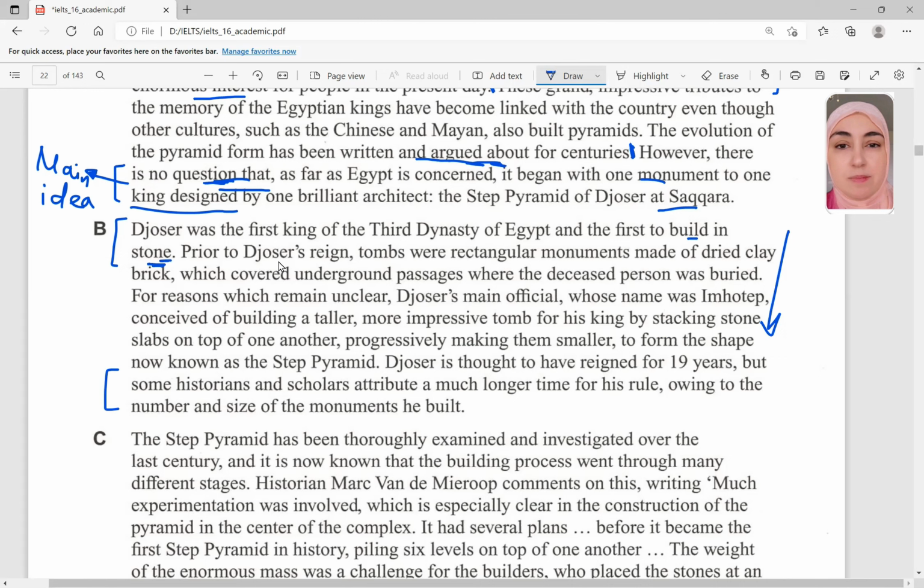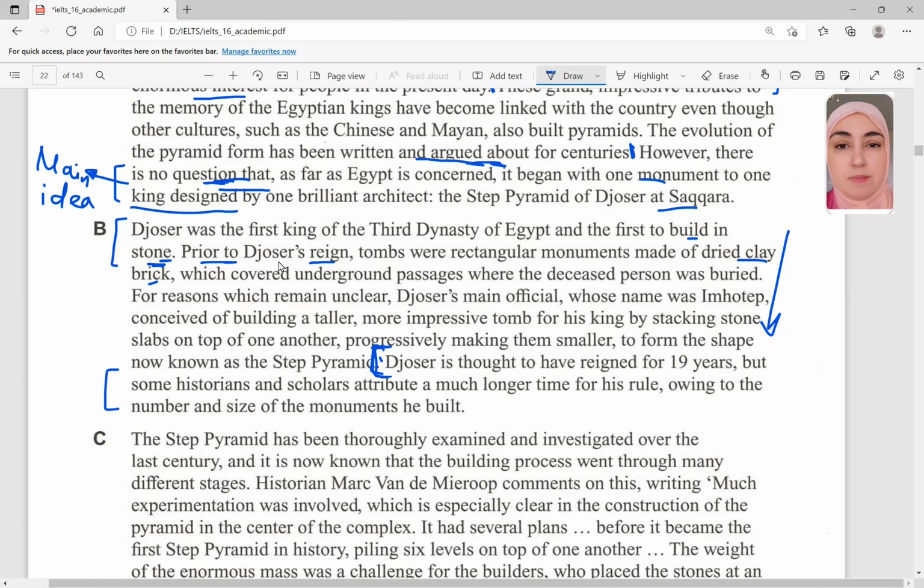I'm just going to go a little bit further. Prior to Hoser's reign, before this king, tombs were rectangular monuments made of dry clay and brick, or clay brick. All right, we got an idea. If I go down, this is the last sentence. It starts from here. I can read from here.